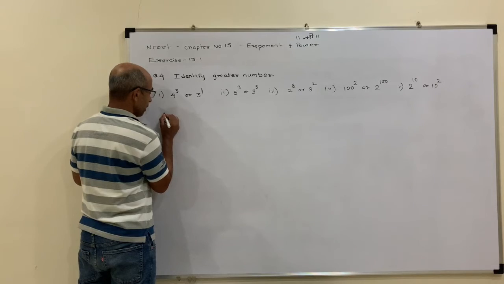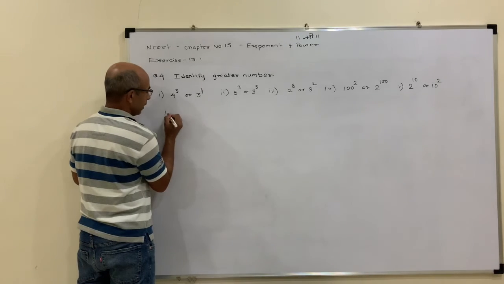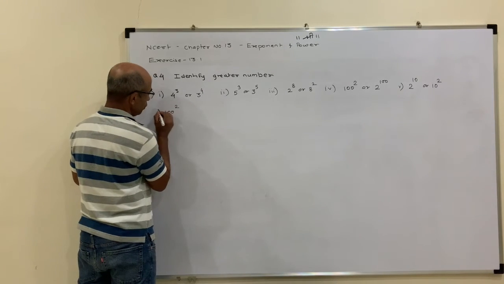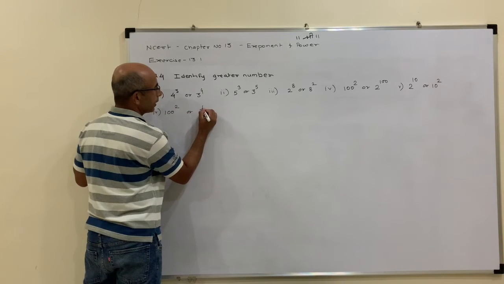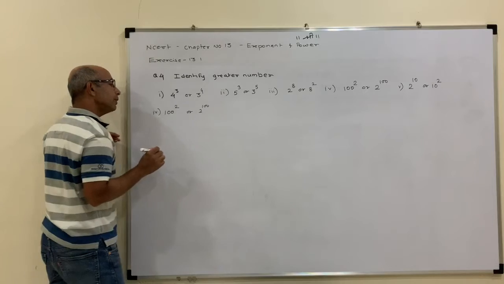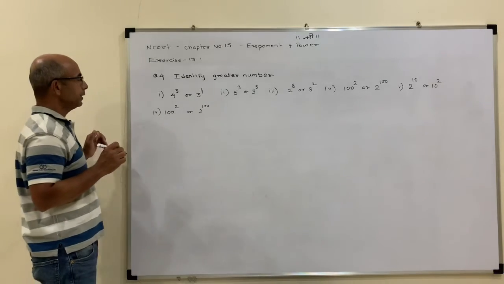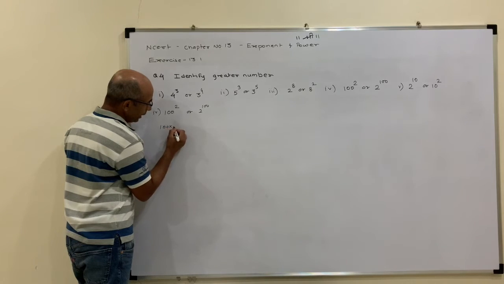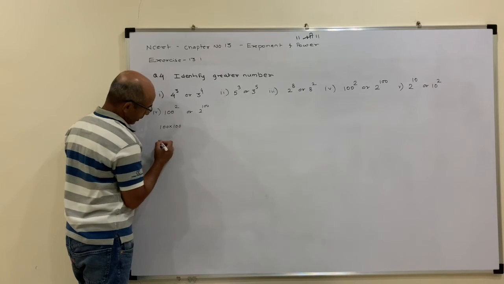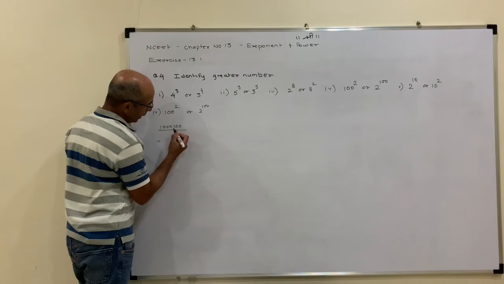Question 4 is 100 raised to 2 or 2 raised to 100. Now just try to find out. When I multiply 100 into itself, my answer will be 100 into 100, 10,000.